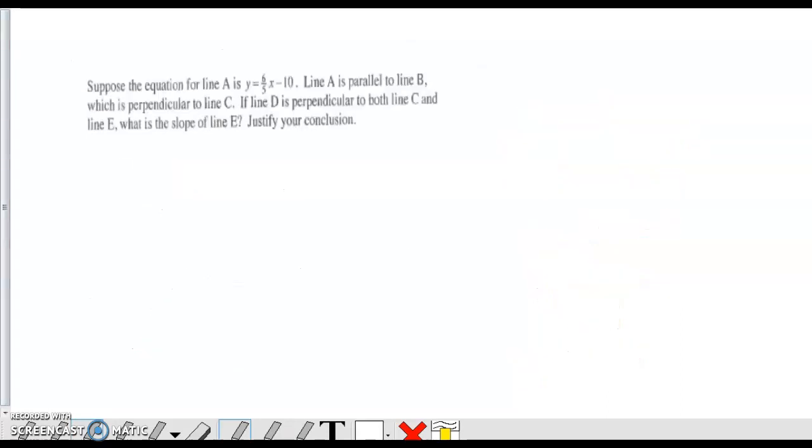All right. Now here is our final question. We're trying to put it all together. Suppose the equation of a line A is y equals 6 over 5 x minus 10. Line A is parallel to line B, which is perpendicular to line C. If D is perpendicular to line C and line E, what is the slope of line E? This is definitely a challenge question. So I want you to pause the video and think about how you can justify your answer.